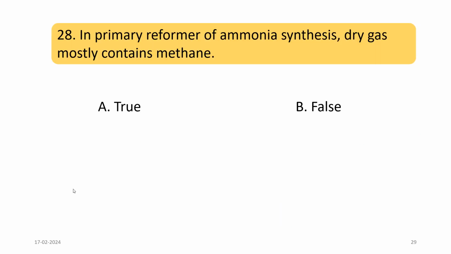Next question is, in the primary reformer of ammonia synthesis, dry gas mostly contains methane. Is it true or false? In the primary reformer of ammonia synthesis, dry gas mostly contains methane, because we know natural gas is used for the ammonia synthesis, and natural gas means mostly methane.